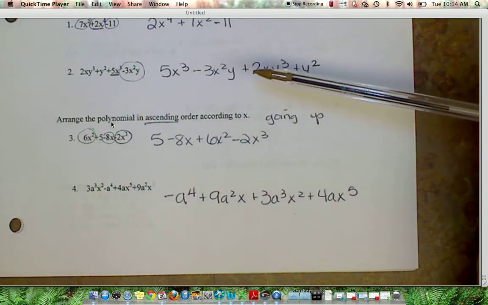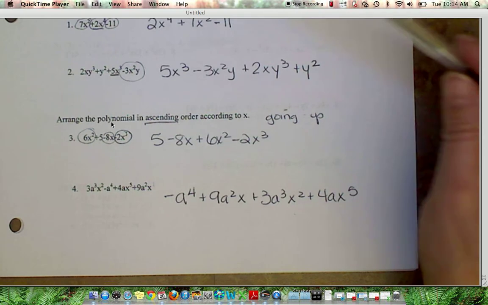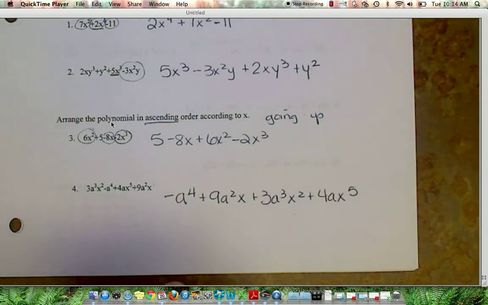So in 8.4, we need to know how to classify, we need to know how to find the degree, and we need to know how to write polynomials in descending and ascending order. And that's all of 8.4.